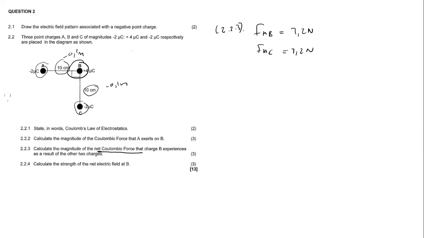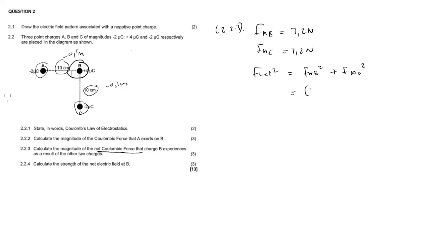But we want the net Coulombic force. Remember, this is a right angle triangle. We're not going to add them linearly. So that means we're going to have to use Pythagoras theorem, okay? Which is given by this formula. We're going to say F net squared is equal to F of AB squared plus F of AC squared.